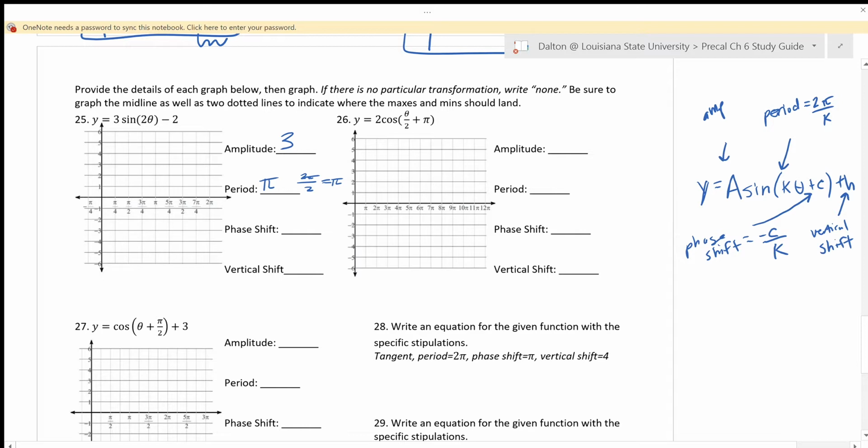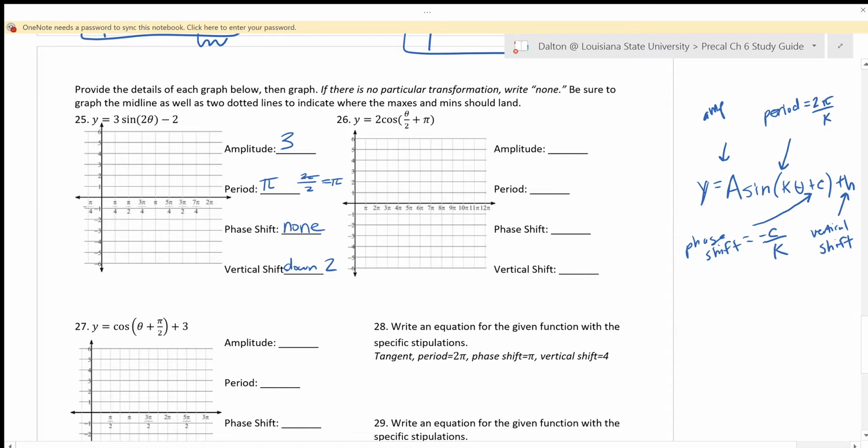My phase shift, there is no c value. Therefore, that would be 0 over my k value of 2, which is still just 0. So in this case, there is no phase shift. So I'm going to put none. And then my vertical shift dealing with h is going to be negative 2, which means down 2. Downward 2.